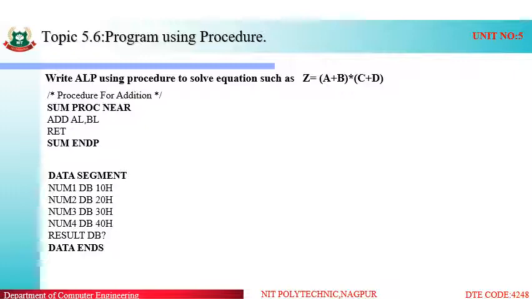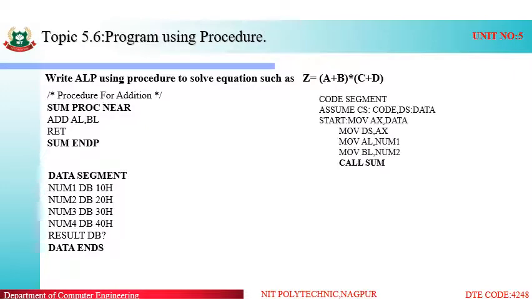Now we will go to the main program, that is our code segment. Inside the code segment the first two lines are the same for initialization of data segment, that is move ax comma data, move ds comma ax. First step, we have moved number 1 into the AL register with the instruction move AL comma num1, and in the next line we have written move BL comma num2. Now num2 is inside which register? Inside BL.